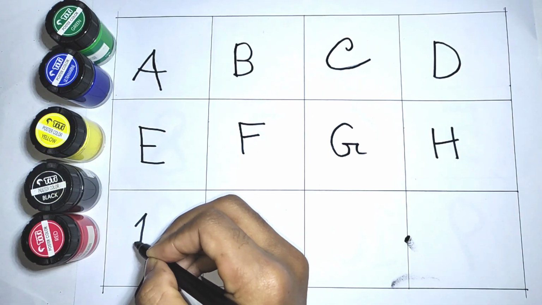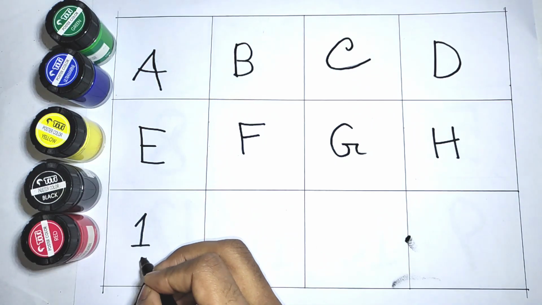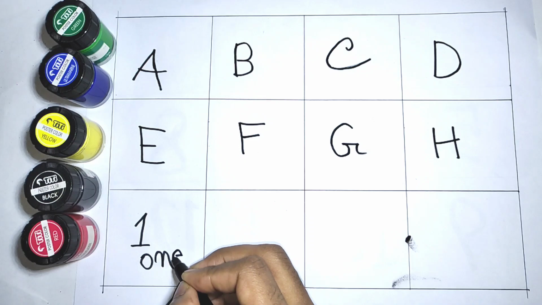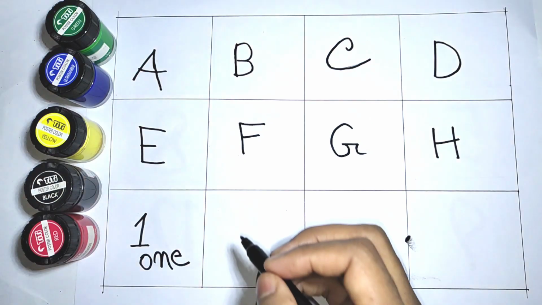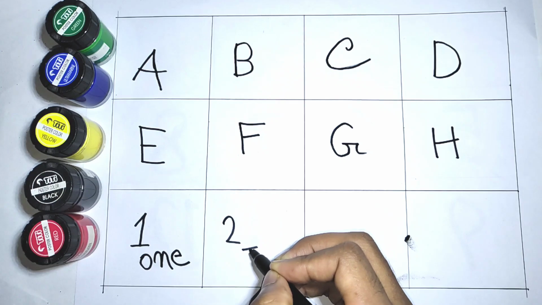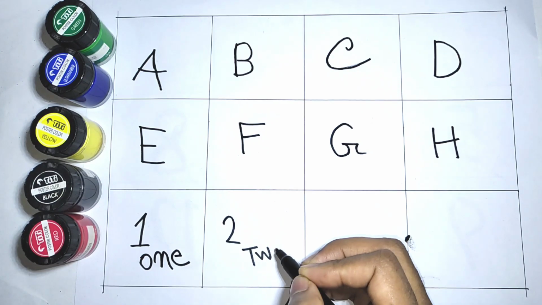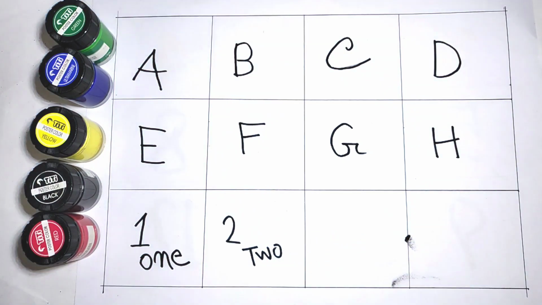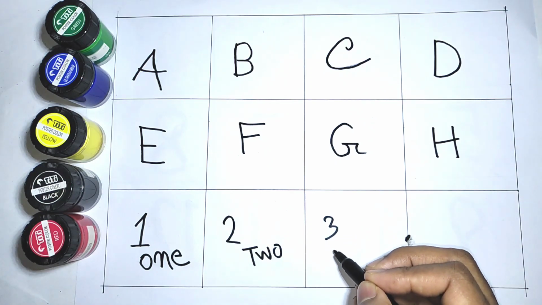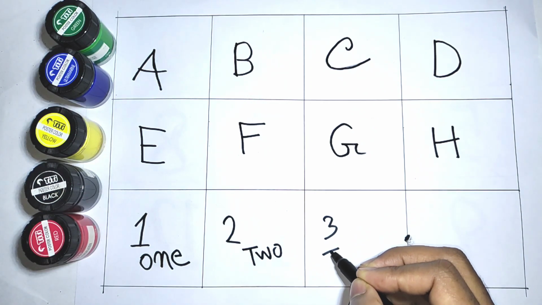First we draw the number of 1. O-N-E. 1. The next one is 2. The number of 2. T-W-O. 2. The next one is 3. T-H-R-E-E. 3.